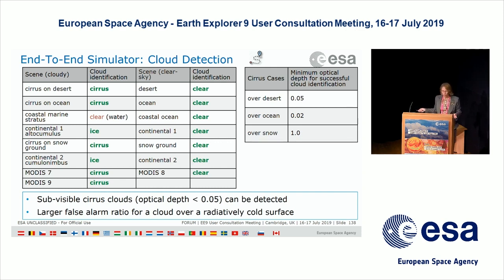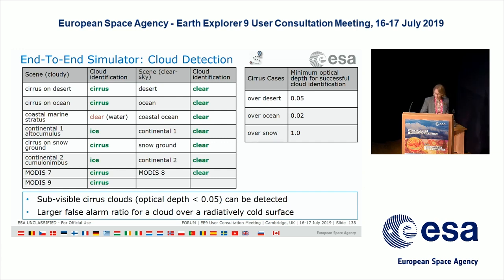And so what we then also did, we took these cirrus on desert, cirrus on ocean, and cirrus on snow ground, and we kept everything else the same, but we reduced the optical depths until the cloud detection algorithm could not detect that cloud anymore. And so these values here are quite low, so subvisible clouds would be optical depths of lower than 0.05. So in some cases we can detect those subvisible clouds. Over the snow it is difficult. You have a larger false alarm ratio just because you have a cold cloud over a radiatively cold surface.